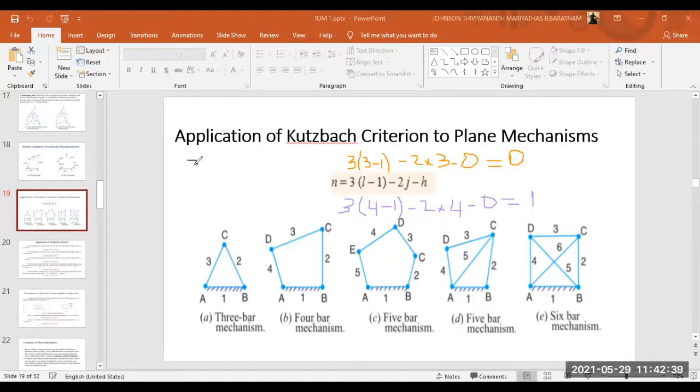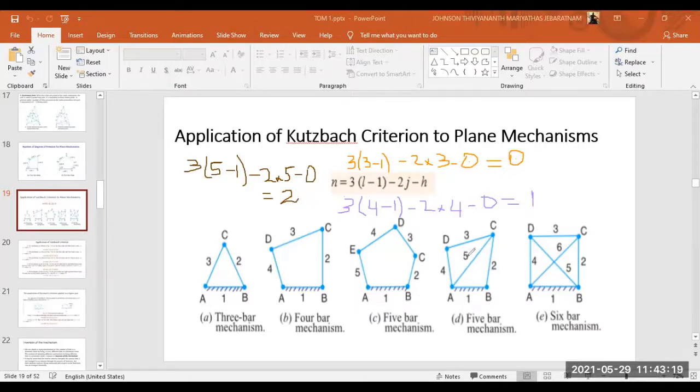Again same formula, that is 3 into (L minus 1), so 5-bar chain, that is 5 links, minus 1, minus 2j, right? 2 into j, number of binary joints, that is 5, minus h, which is 0. So once you solve it, 5 minus 1, 4, 4 into 3, 12, 12 minus 10 is 2, right? So here the degree of freedom is 2.